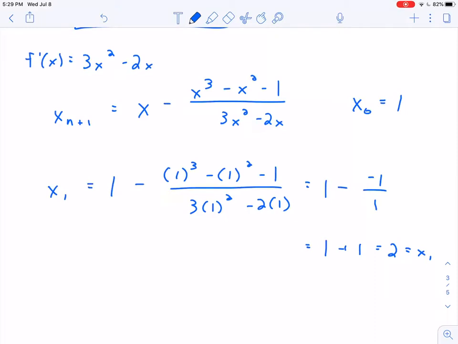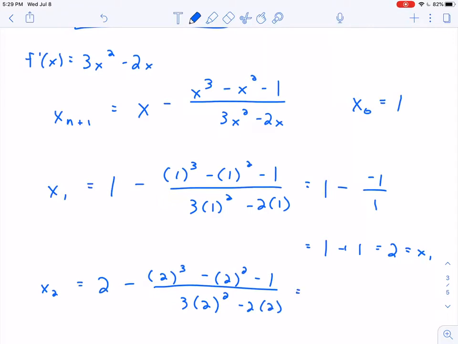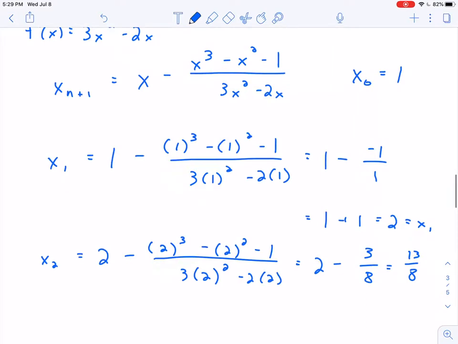Now I'm going to repeat this process to go and find x sub 2. So this will be 2 minus 2 to the third minus 2 squared minus 1 divided by 3 times 2 squared minus 2 times 2. So I have 2 minus, in my numerator here, I end up with 3. My denominator, I end up with 8. I have 2 minus 3 over 8 right here. So 2 minus 3/8 will end up being 13 over 8. Or if you wanted to give a decimal approximation, we could give that as 1.625. This is my x2.